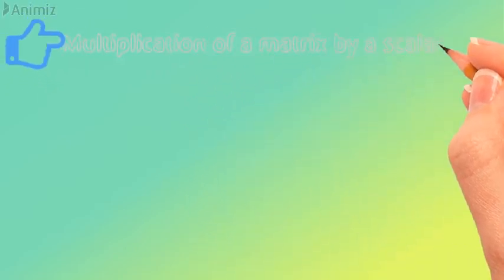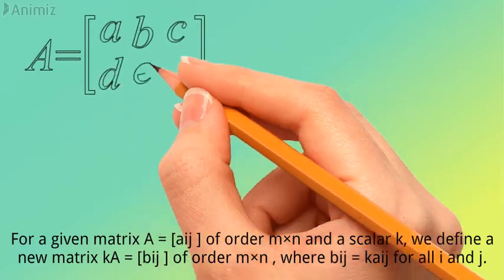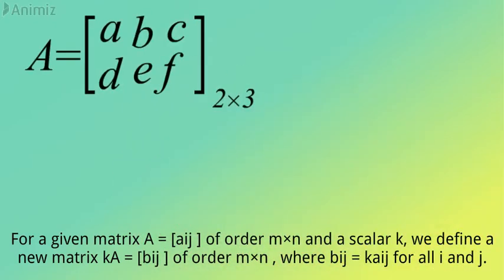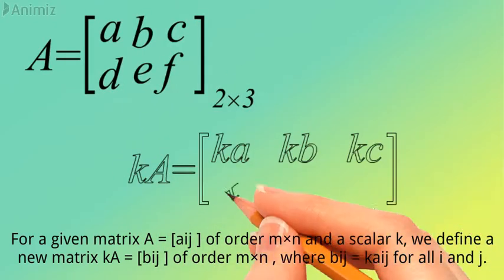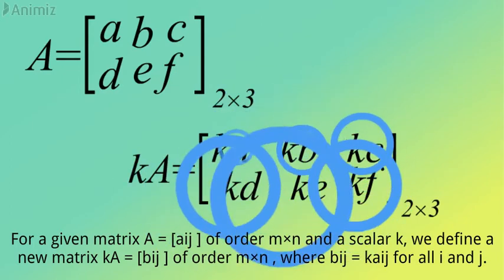Multiplication of a matrix by a scalar. For a given matrix A = [a_ij] of order m by n and a scalar k, we define a new matrix kA = [b_ij] of order m by n, where b_ij = k times a_ij for all i and j.